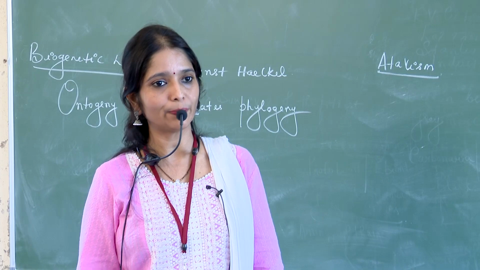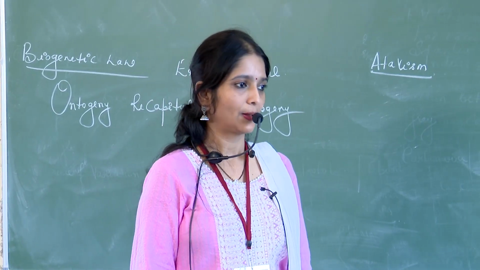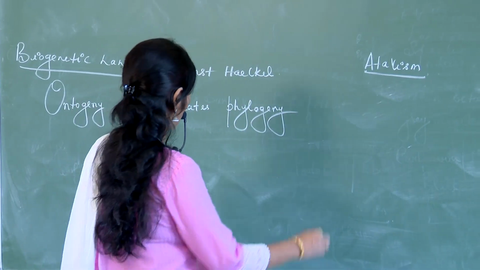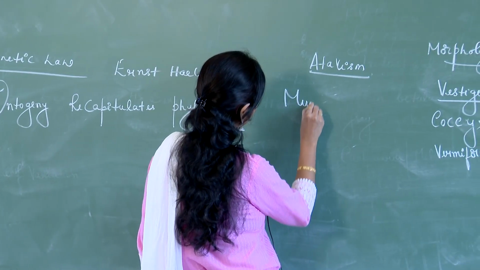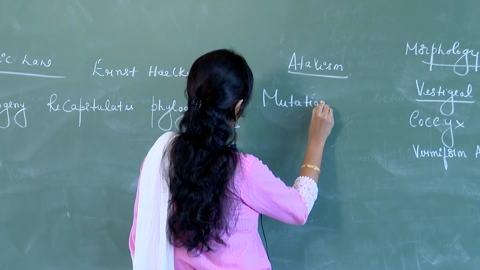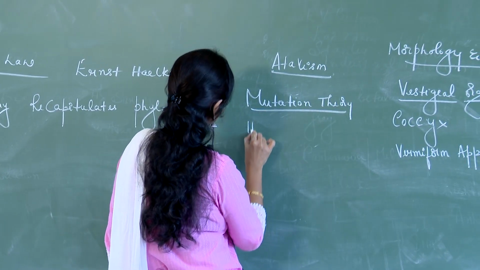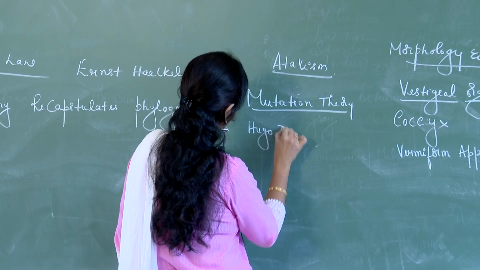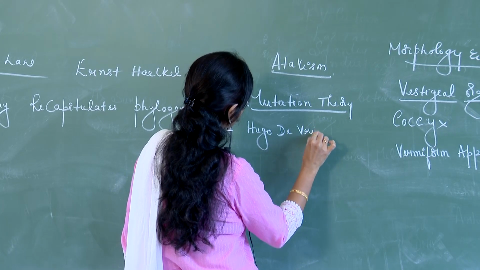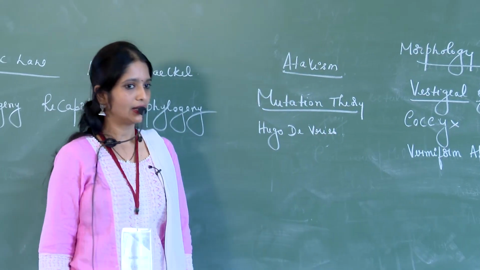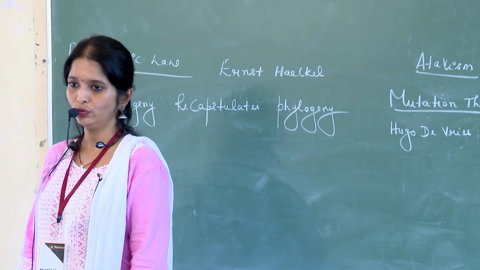Who proposed the mutation theory? There's one more theory called mutation theory. Who proposed this theory? This theory was proposed by Hugo de Vries. The person who proposed this theory is Hugo de Vries.